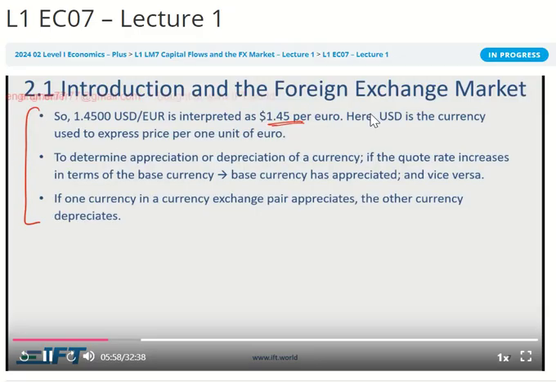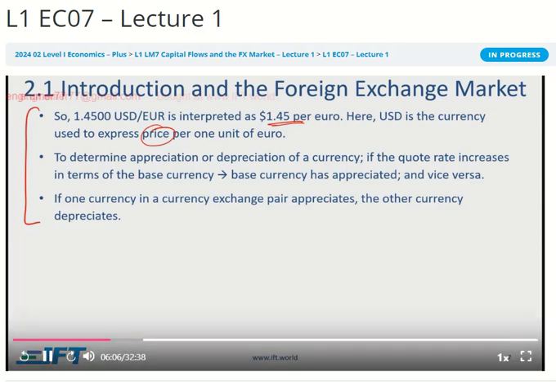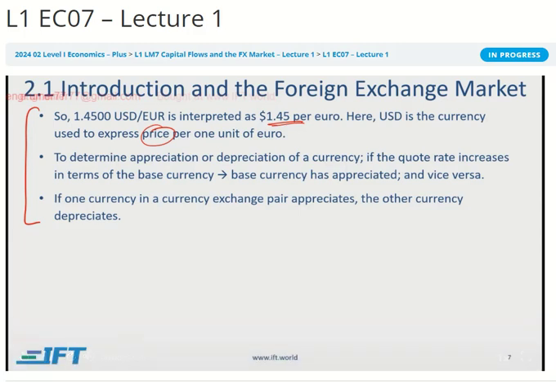You're using dollars to express the price per unit of euro. Hence, dollars is the price currency here. Now, what could get confusing, and it does, is that let's say this 1.45 goes to 1.5. So 1.45 dollar per euro becomes 1.5 dollar per euro. Now, is the dollar going up? Is the dollar becoming strong, or is the euro becoming strong?